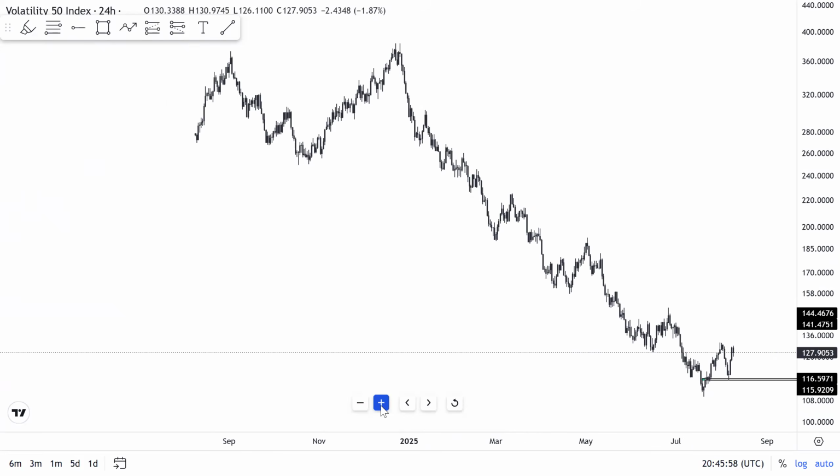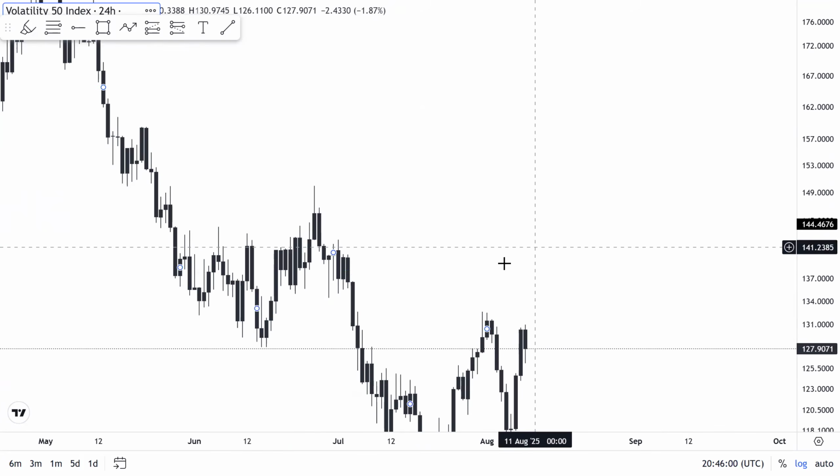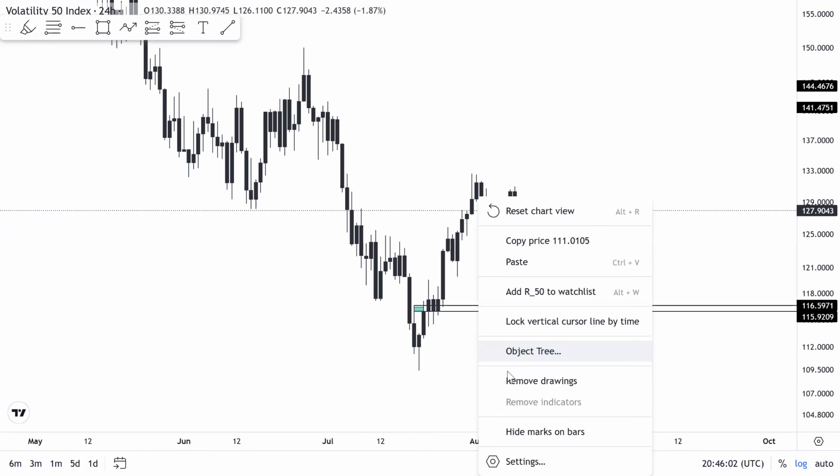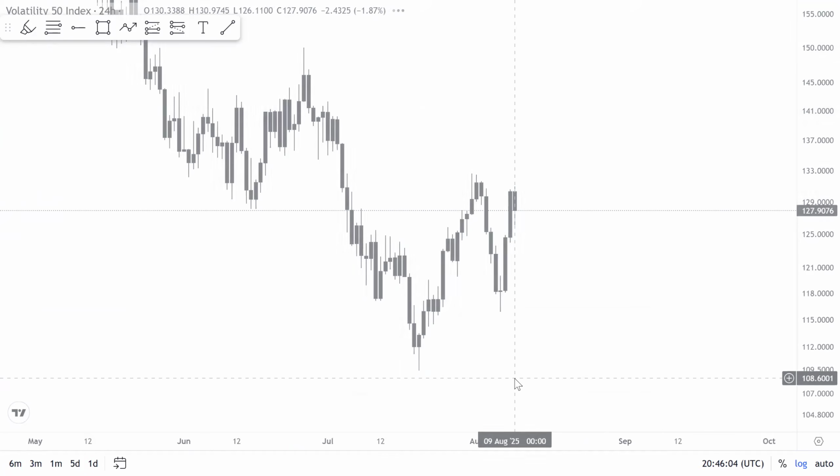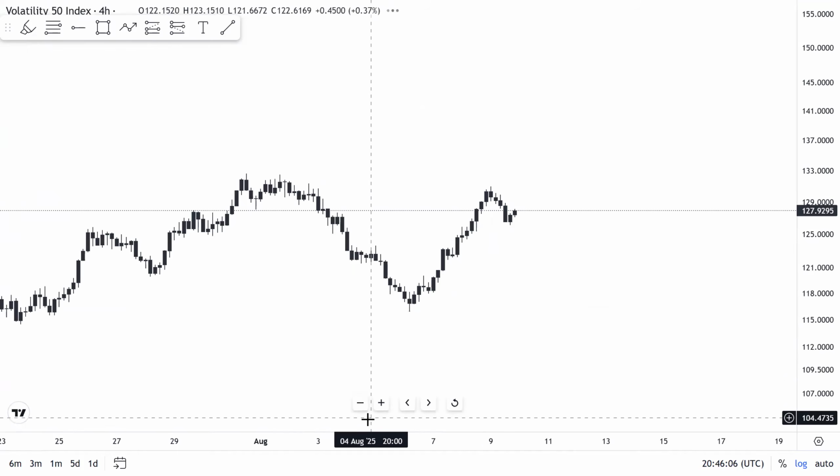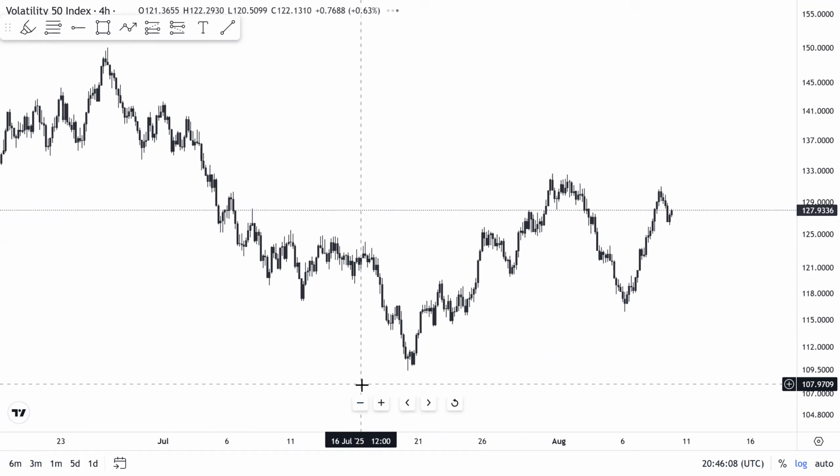Now this is my daily time frame on V100. This is V50. Now it's not very clear here, so then I'll drop down to my 4 hour time frame. It's a multi-time frame analysis. It's not just one time frame.